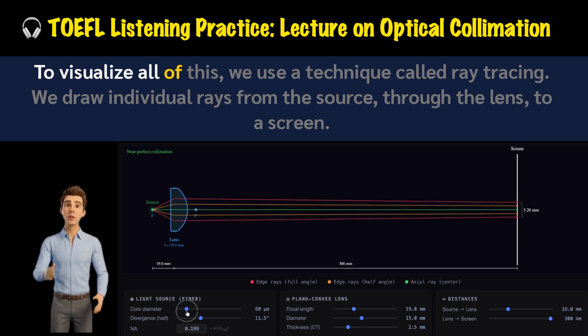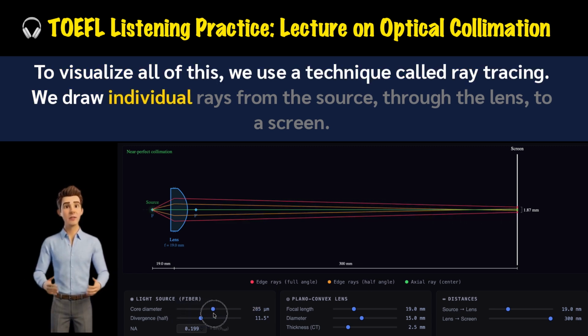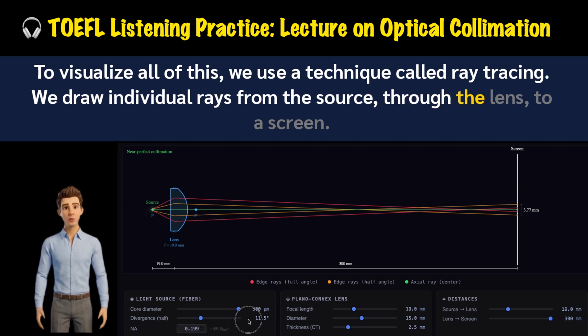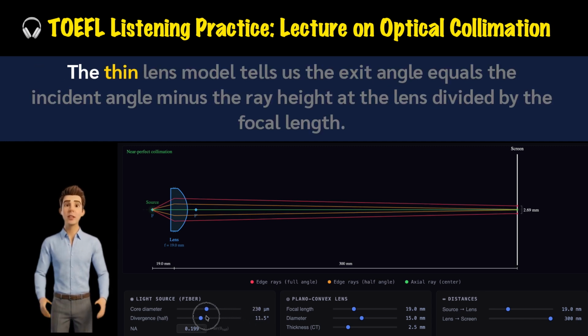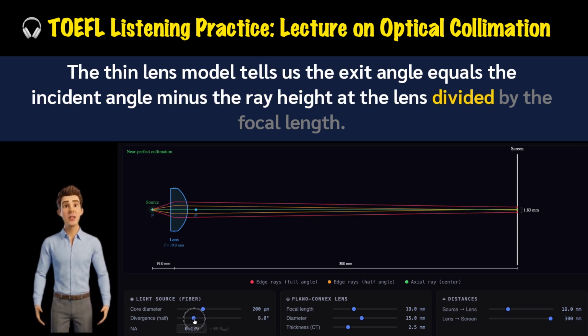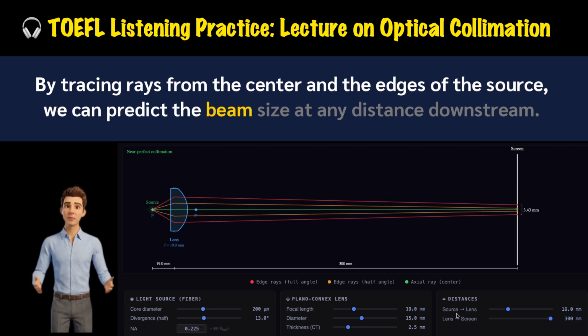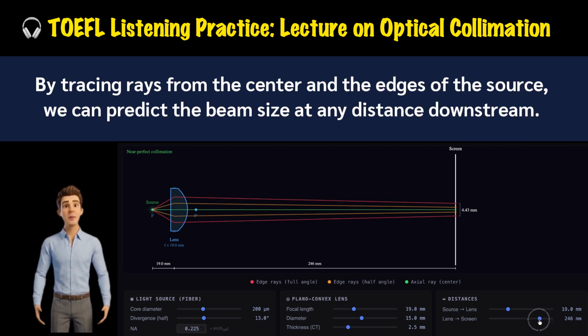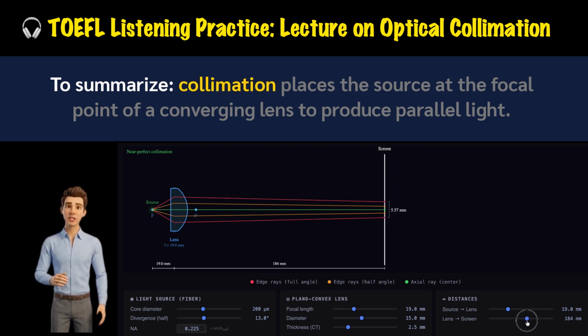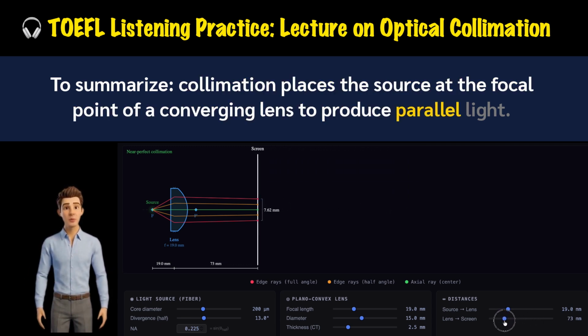To visualize all of this, we use a technique called ray tracing. We draw individual rays from the source, through the lens, to a screen. The thin lens model tells us the exit angle equals the incident angle minus the ray height at the lens divided by the focal length. By tracing rays from the center and the edges of the source, we can predict the beam size at any distance downstream. To summarize, collimation places the source at the focal point of a converging lens to produce parallel light.